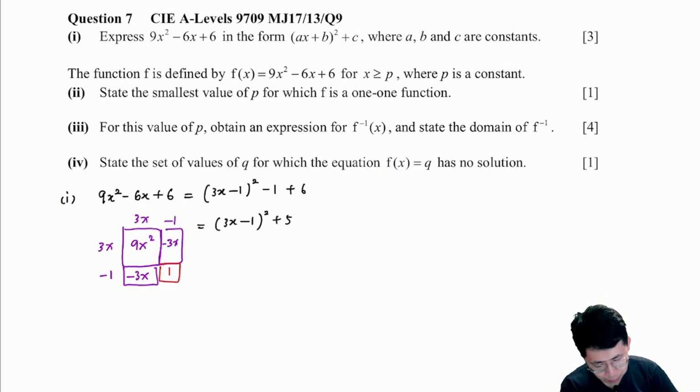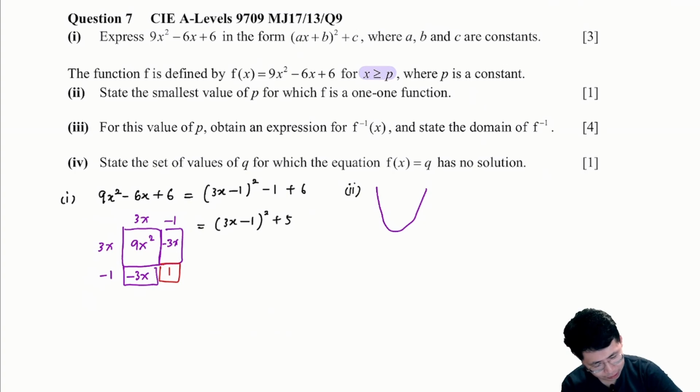Now, for part 2, the function f is defined by this for x greater than p. So this is the one that we need to take note of, where p is a constant. Okay, so state the smallest value of p for which f is a one-to-one function. So let's imagine this for part 2 over here. Now, this 9x squared and so on is actually a positive quadratic graph.